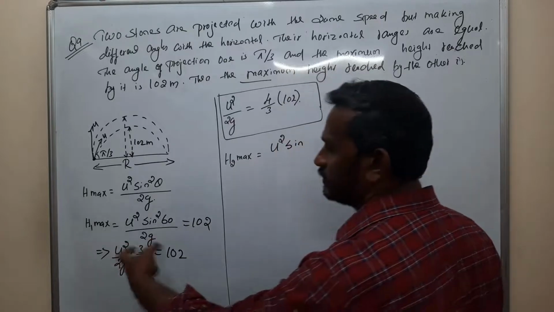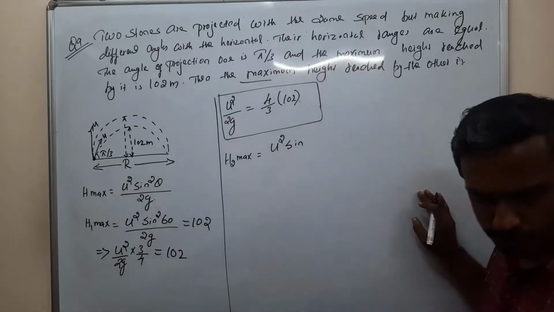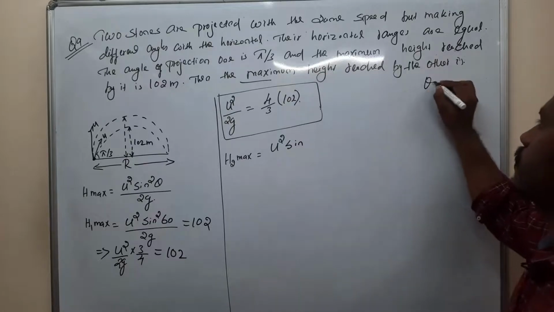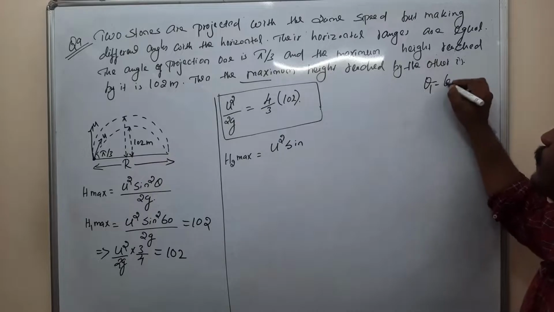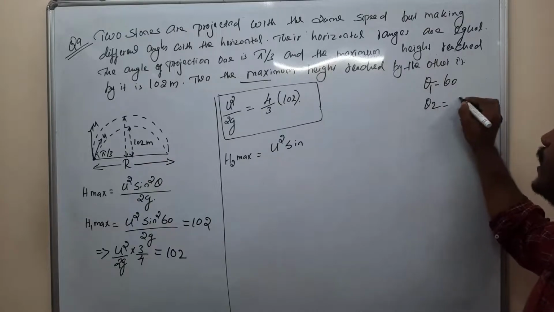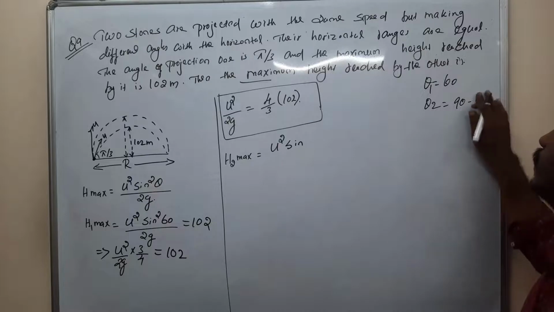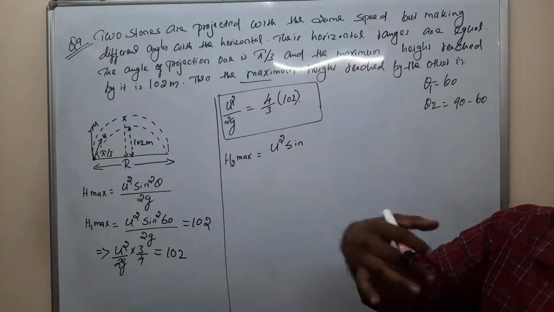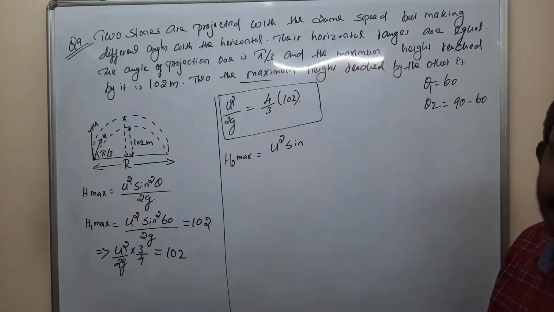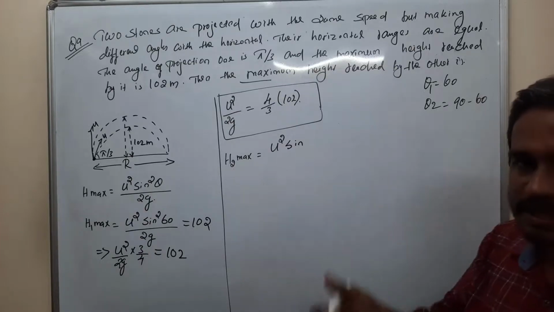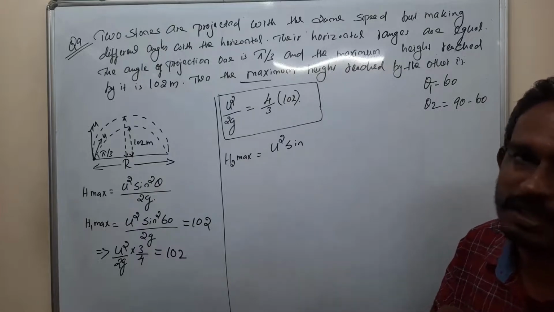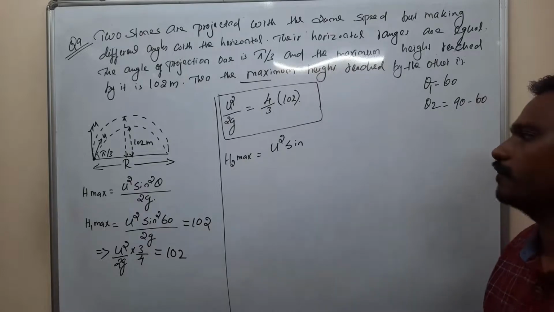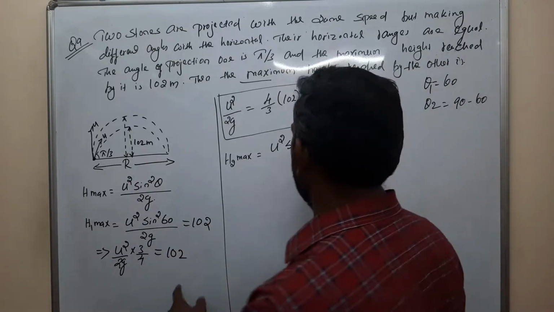If we want to get the same horizontal range, it means if theta 1 is equal to 60 degrees, then theta 2 is equal to 90 minus theta, 90 minus 60, that is 30 degrees. Then only we will get the same horizontal range. So the condition for the same horizontal range is one angle of projection is theta and the other is 90 minus theta, or 45 plus theta and 45 minus theta.